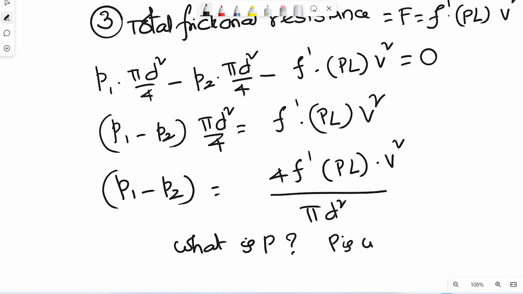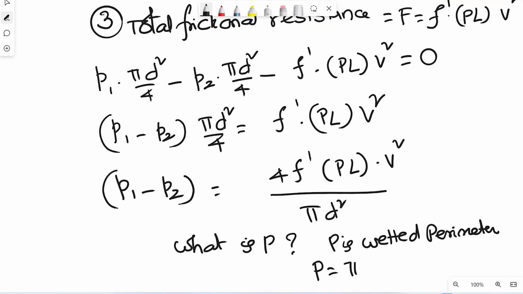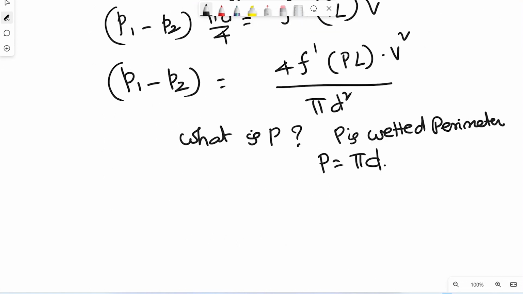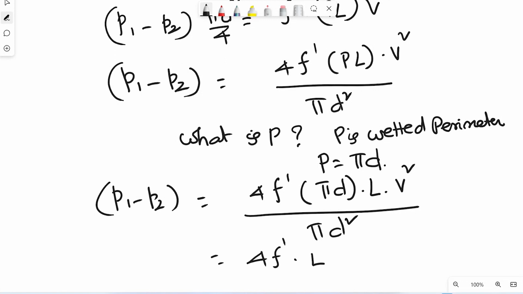P is the wetted perimeter, and as the section is circular, P is equal to pi d. Therefore, P1 minus P2 is equal to 4F dash into pi d into L into V square by pi d square. Cancel pi and d, and we get 4F dash into LV square by D. This is what we get.